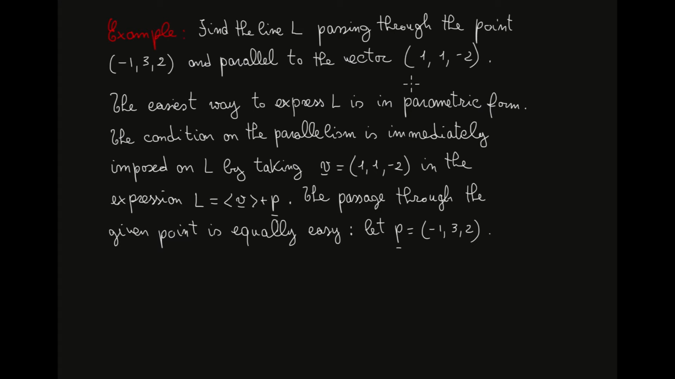Now both of them are provided by this example. Having a line parallel to vector V, then we can just take V as the homogeneous component of our line L, and take the vector space generated by V. And then knowing a point inside that line, which is (-1, 3, 2), we take that point to be the translation of this one-dimensional subspace. Therefore, it is just a matter of plugging in these two vectors inside this expression.